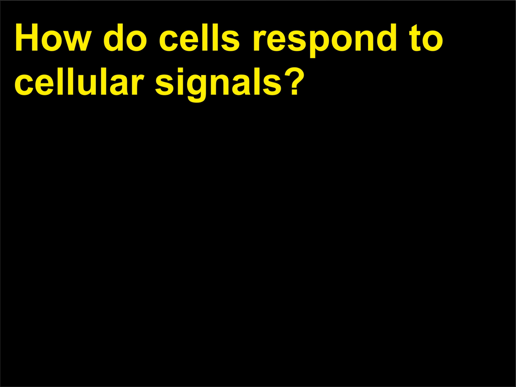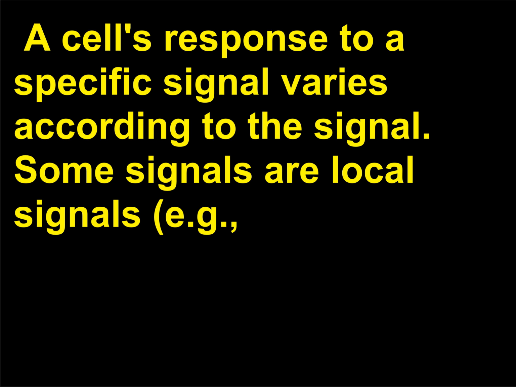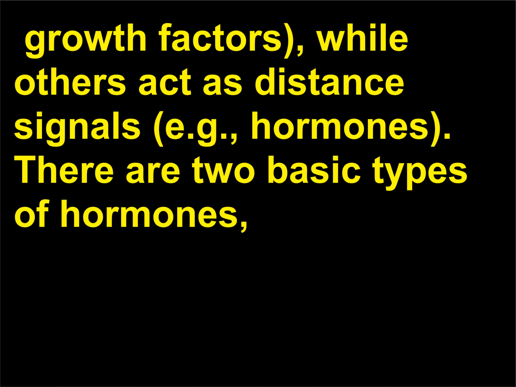How do cells respond to cellular signals? In order to respond to a signal, a cell needs a receptor molecule that recognizes the signal. A cell's response to a specific signal varies according to the signal. Some signals are local signals, for example growth factors, while others act as distance signals, for example hormones.